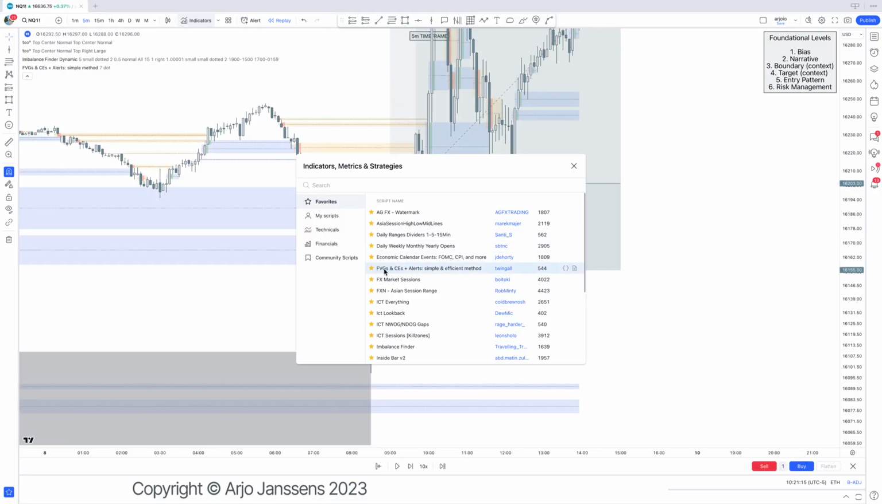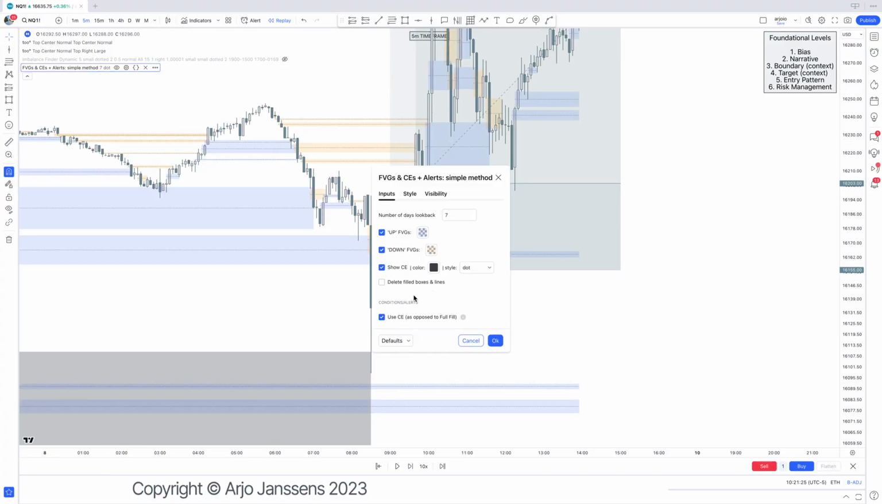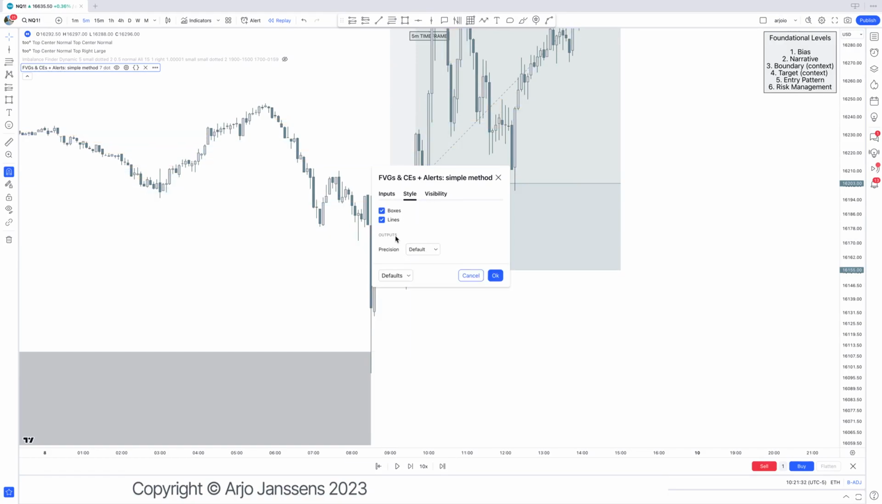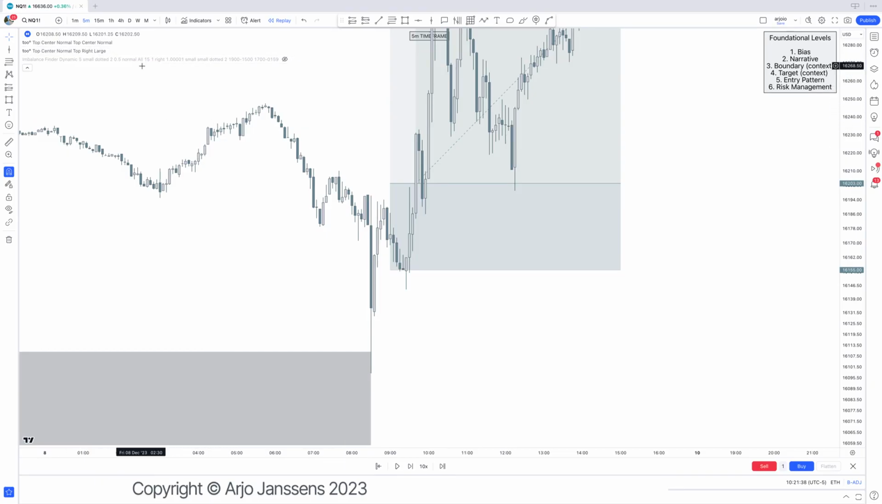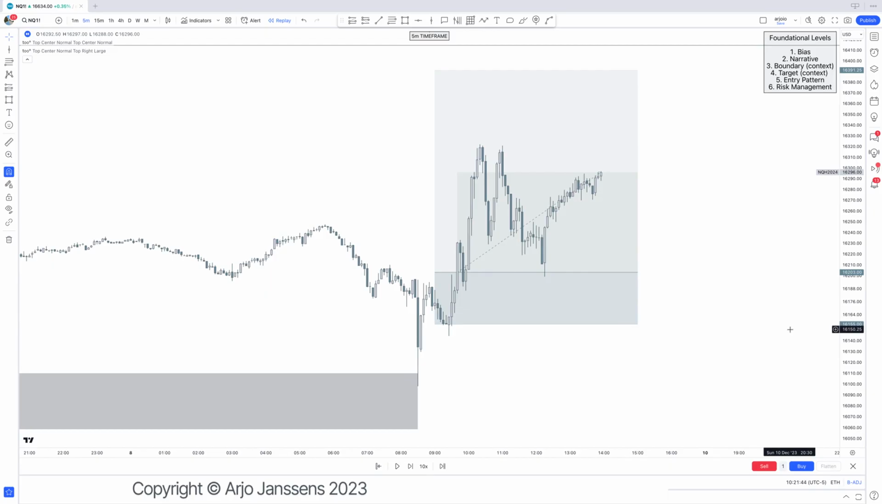For example, the fair value gaps and CEs alerts, simple and efficient method by Twin Gal right there, is as well one of those where an alert goes off. So you can mess around with these right there. And you can mess around with the alerts as well, how you want to use those. These are two indicators that you could use right there. So that is using alerts again to our advantage to minimize the chart time. That is exactly what we want to do.